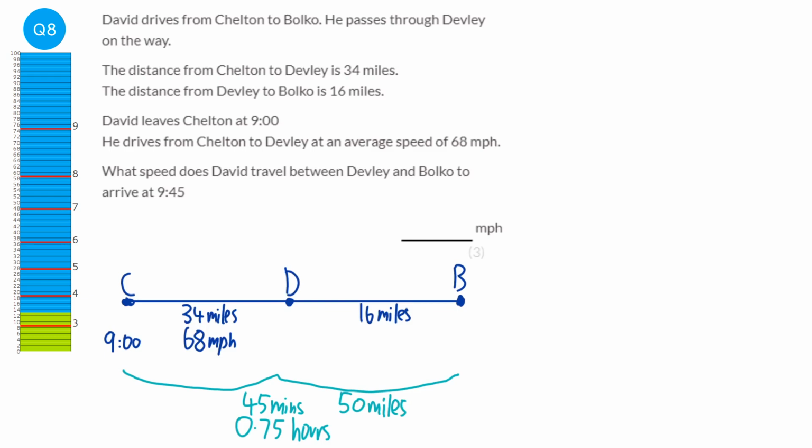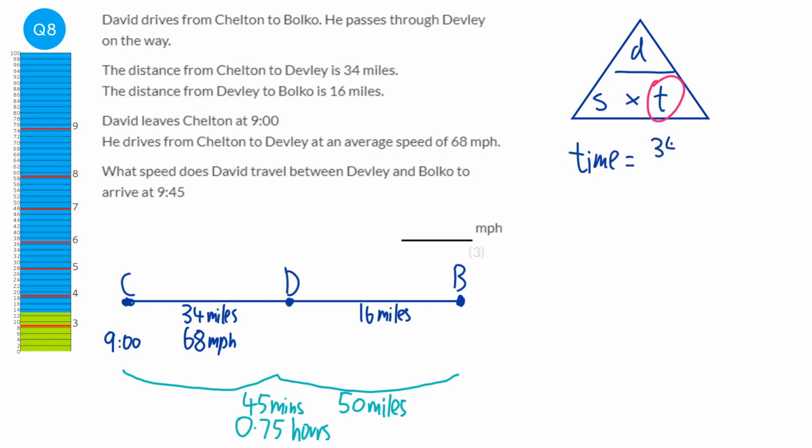So we're going to use our speed, distance, time triangle. So speed equals distance over time. And we're covering up the time, because that's the one we want. So it's going to be time equals distance, which is 34, over speed, which is 68. So we're going to do 34 divided by 68, which is 0.5. So it would be 0.5 hours. So that would be half an hour. So we will be at Devley at 9:30.